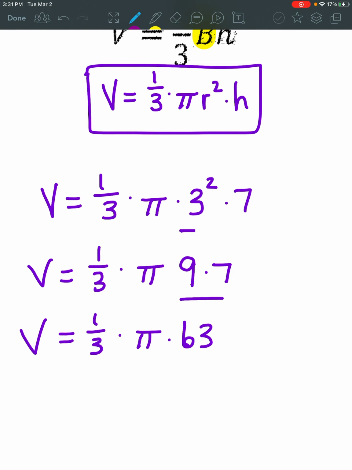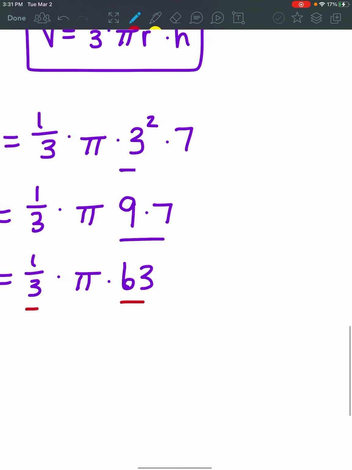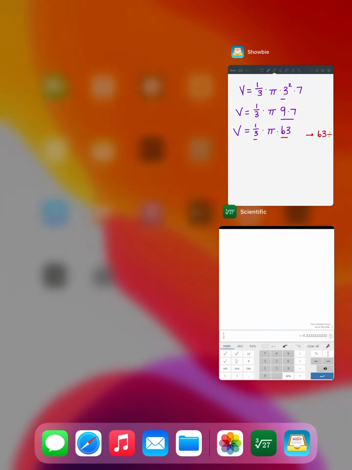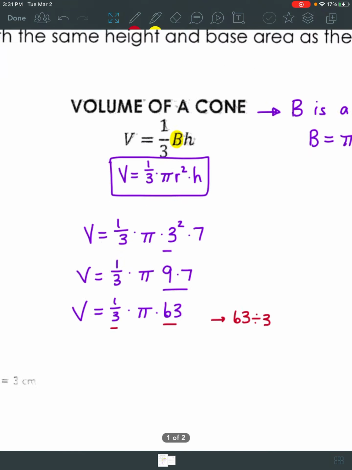Now, to find the exact volume in terms of pi, I'm going to just work with my 1/3 and my 63. Off to the side here, I want you to show that 63 divided by 3 is the same thing as multiplying it by 1/3. You could look at that in your calculator. Do 1/3 times 63, or you can take 63 and divide it by 3. And look at that, you get the same answer, we get 21.